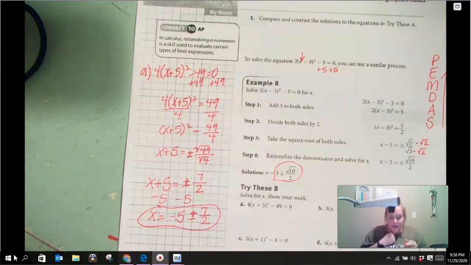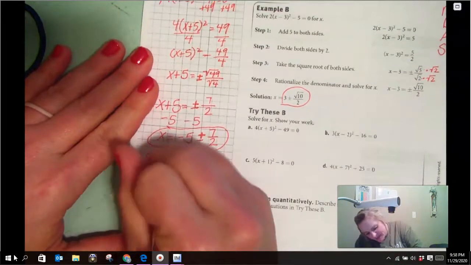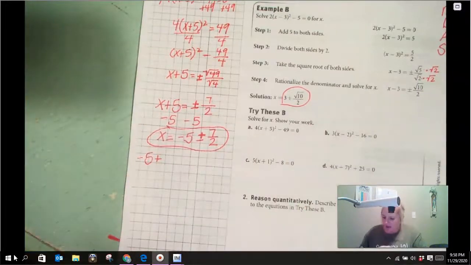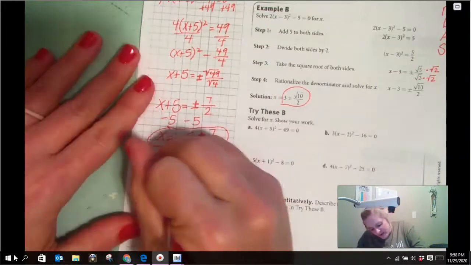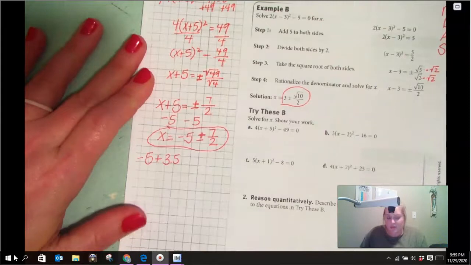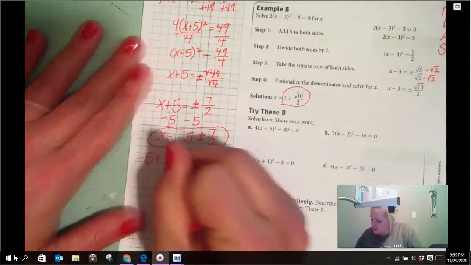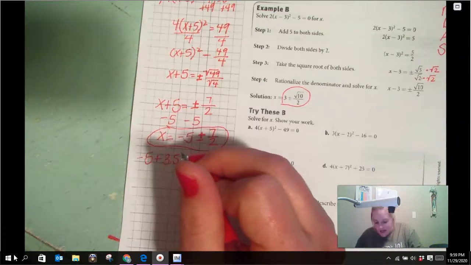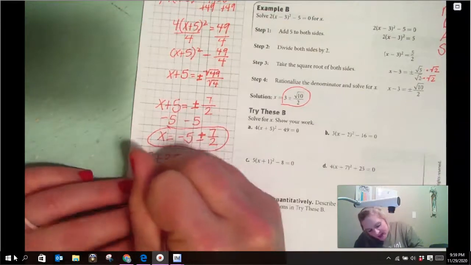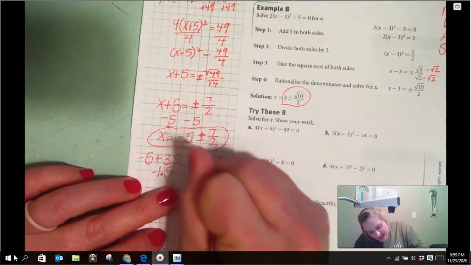So I know you're like, what the heck does that even mean? Well, that's actually two locations where the x is crossing the x-axis. What we have is negative 5 plus, isn't 7 halves 3 1/2? I believe so. 7 divided by 2, yeah, is 3 1/2, 3.5. So you've got negative 5 plus 3 1/2, which gives you, let's see, negative 5 plus 3.5 is negative 1 1/2. And then you've got negative 5 minus 3 1/2. That's going to be negative 8 1/2.